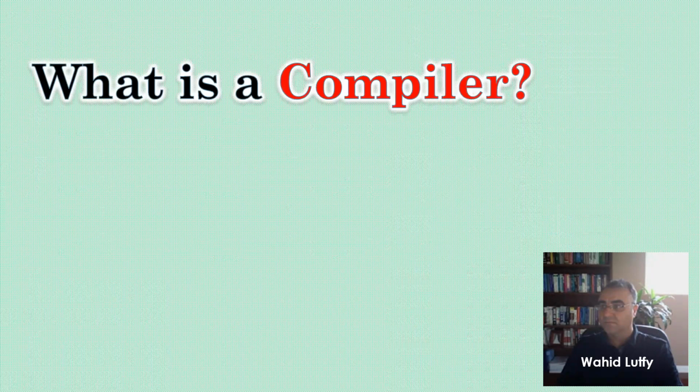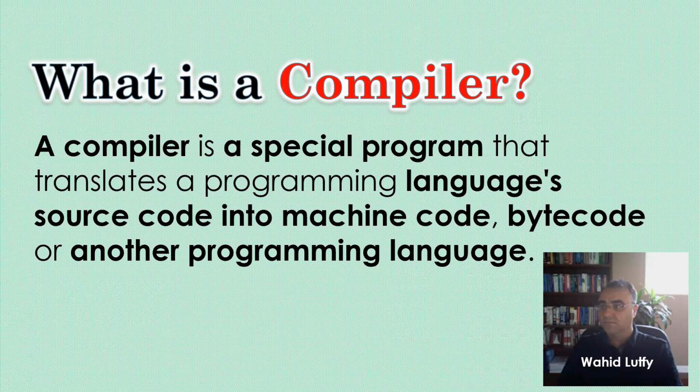So first, let's discuss what is a compiler. A compiler is a special program that translates a programming language source code into machine code or bytecode or another programming language. So basically, you get a source code like a Java program, you compile it with the Java compiler, and then you get a class file, which is a bytecode for the source code of your Java program.